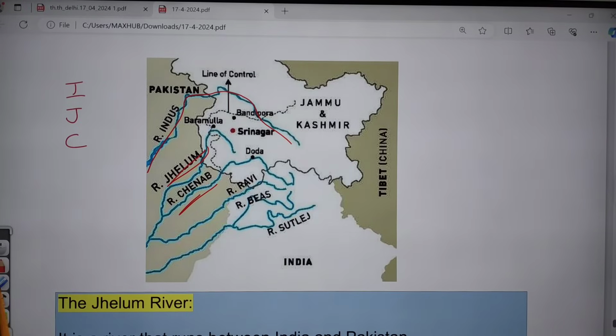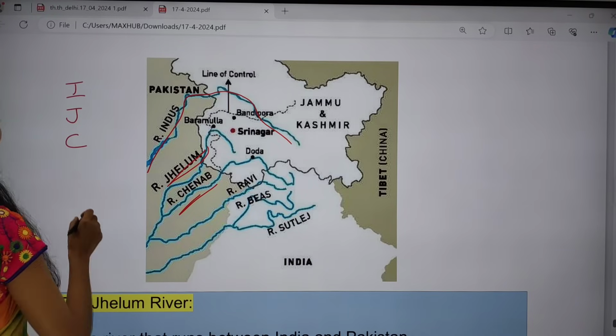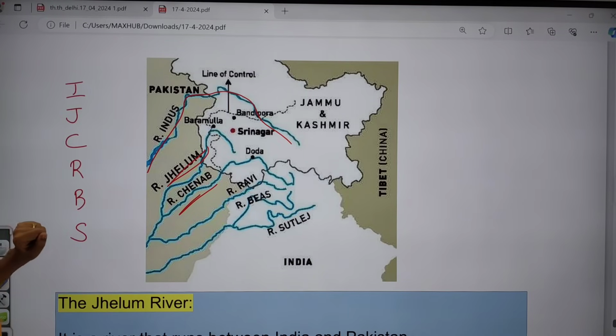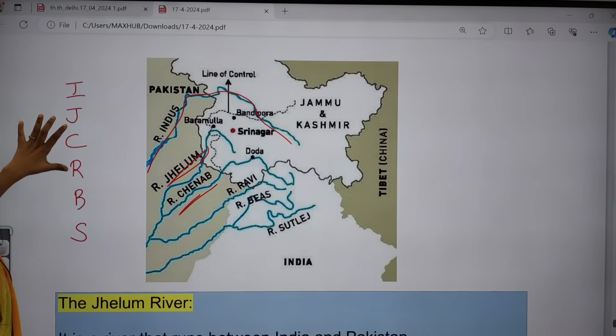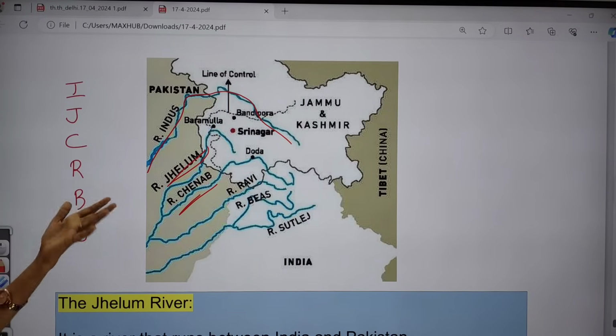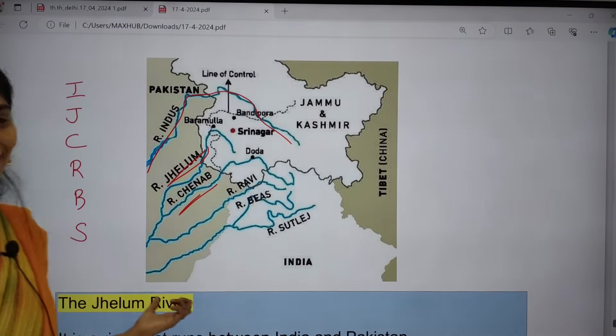IJC, like that, International Court of Justice. And the next one is RBS. So I went to IJC because my random blood sugar is less. RBS is random blood sugar. So random blood sugar is less, so I went to IJC. Like that you can remember. So, your own mnemonic. I remember like this.